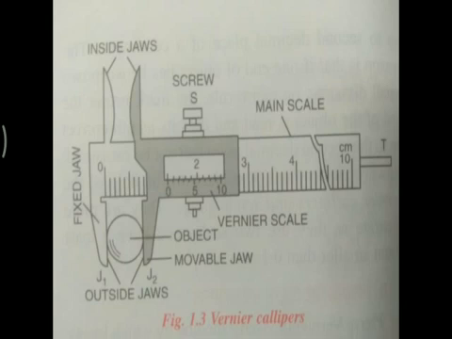Now, what are the uses of these? The outside jaw is used to measure the length of a rod or the diameter of a sphere. Next is the inside jaw. The inside jaws are used to measure the internal diameter of a hollow cylinder, right? Whenever we want to measure the internal diameter, we will use the inside jaw from the above side. But if I want to calculate the length of the rod or the diameter, then we will put the object, just like over here the object is being put.